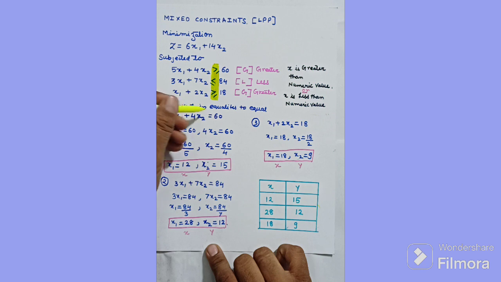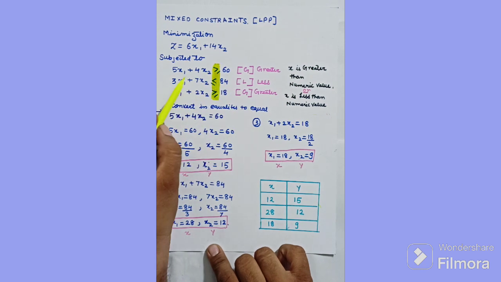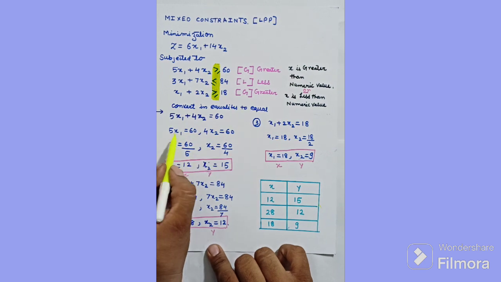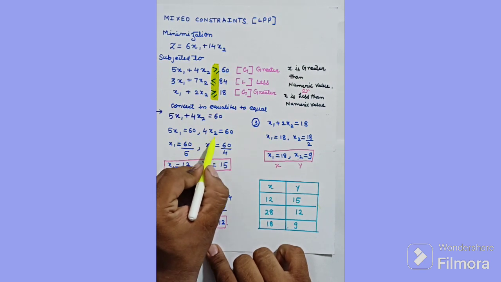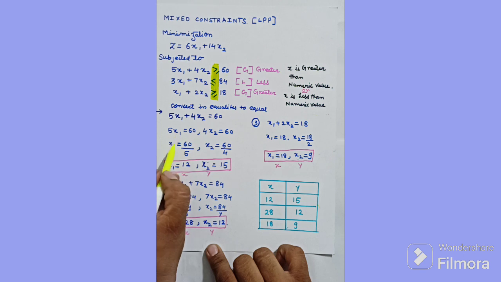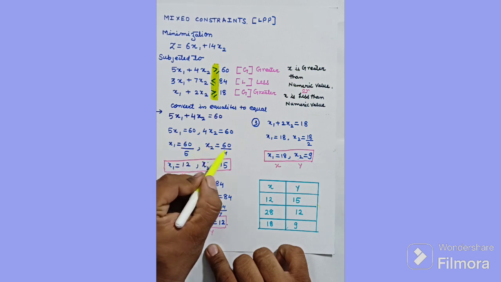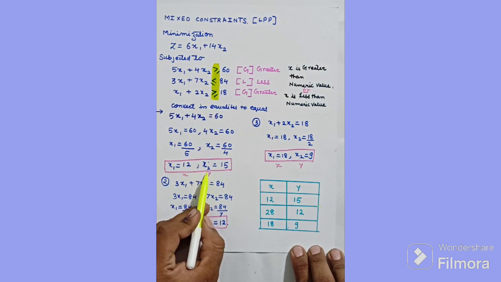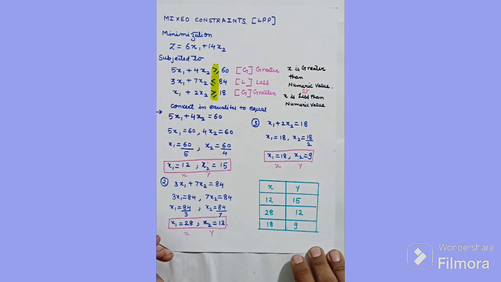So convert the inequalities to equalities. First, 5x1 plus 4x2 is equal to 60. So 5x1 is equal to 60, comma, 4x2 is equal to 60. So x1 is equal to 60 divided by 5, comma, x2 is equal to 60 divided by 4. So x1 is equal to 12, x2 is equal to 15.